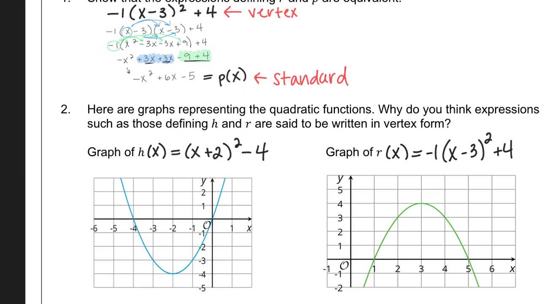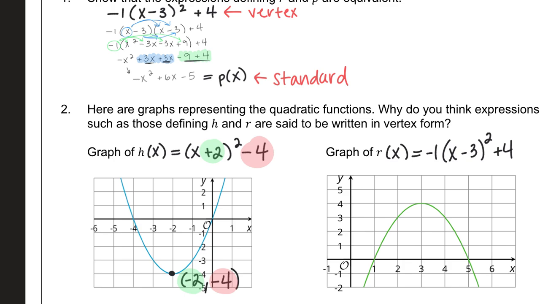So if we look at these key points, remember these are written in vertex form. So we're looking at the vertex on our graph. Our vertex here is at (−2, −4). We see that −4 here in our equation at the end. However, our x value is the opposite sign. So we have a plus 2 in the equation, which means we have a minus 2 for our vertex.